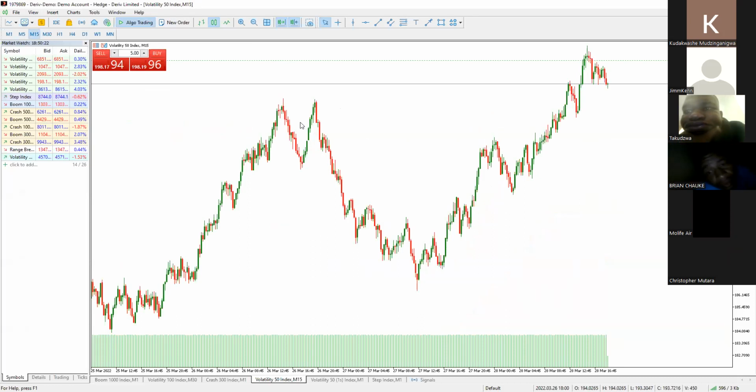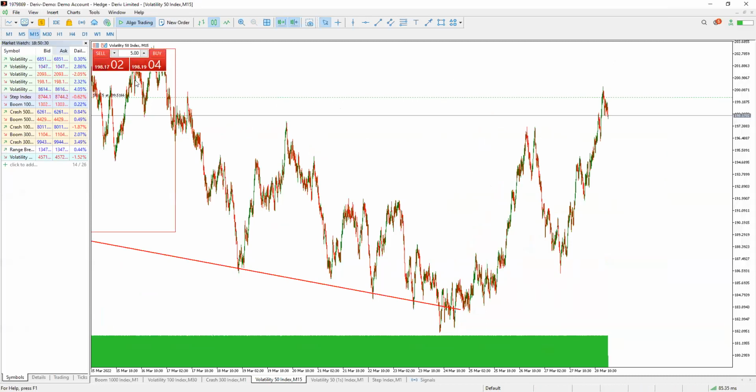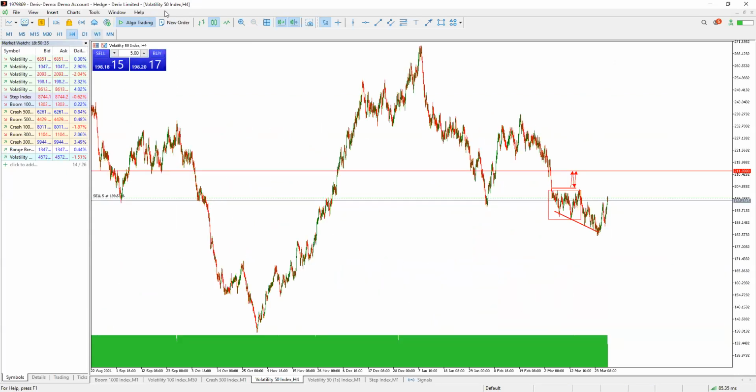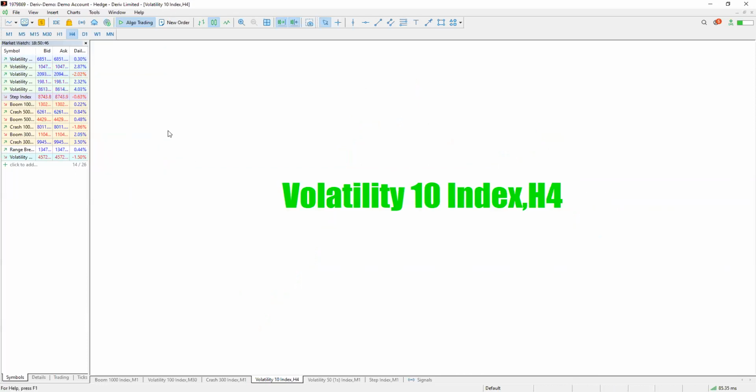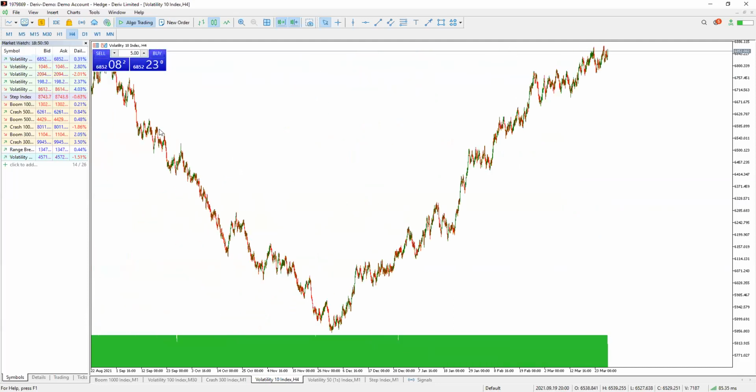Okay, this one, what were we doing here? We were practicing something. Okay, so this is what I do. I like opening my charts from a higher time frame to a smaller time frame. So let me delete everything here. I was analyzing this. It's refusing to remove there. So this is V10.